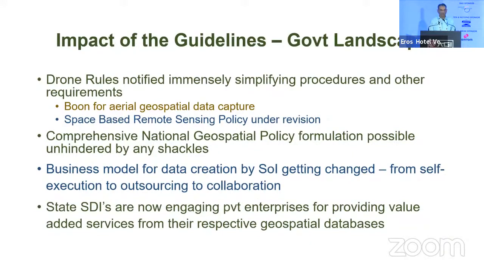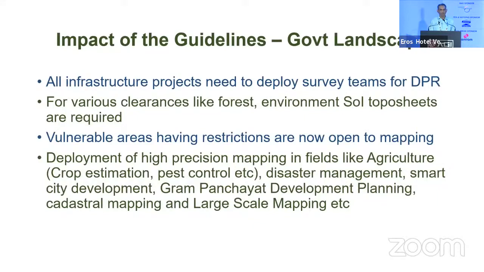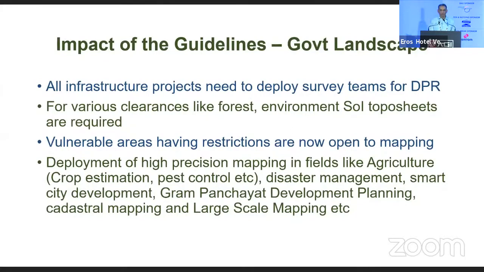Now, as I have already told, the infrastructure projects need to deploy survey teams for DPR. So many of the national schemes, as you know, have a geospatial component, and directly or indirectly, location information is very important for economizing and optimizing the outcome of the schemes. So in various sectors, government has given impetus to use geospatial data and information in a big way, so that the final beneficiaries of the schemes can be identified, and then the delivery of those schemes can be made to them.